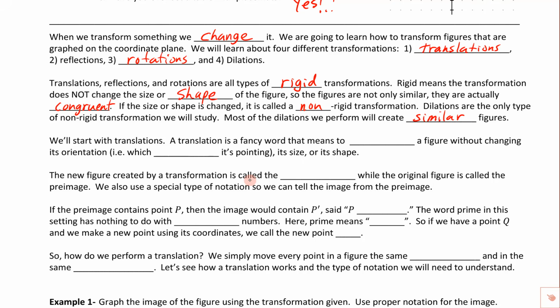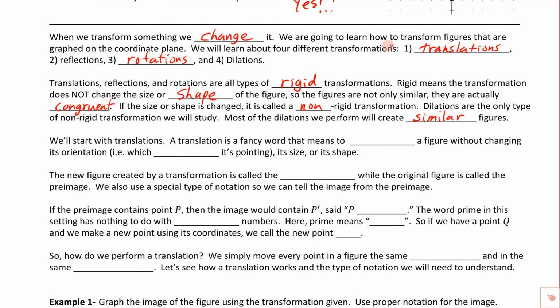I've got the first set of blanks filled in for those first few paragraphs there. Let's go ahead and read through this. It says when we transform something, we change it. So again, there's that word transform. It's kind of interchangeable with the word change. So if we transform something, we change it. If we change something, we could just say, hey, we transformed it. Just a different type of vocabulary word, so just something to get used to there.